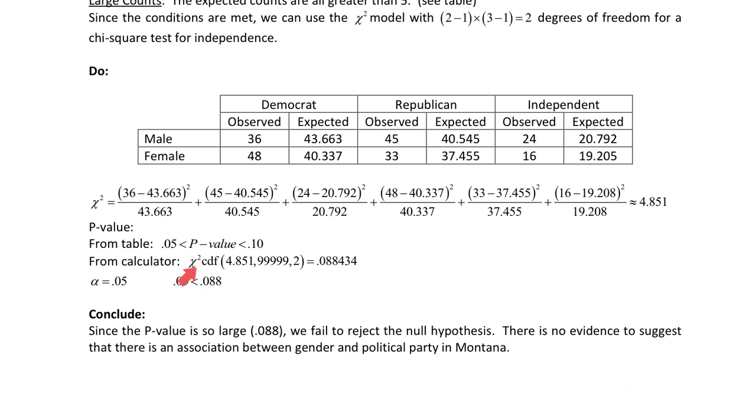And if we do a chi-squared CDF, our chi-squared value, a large number, and then degrees of freedom 2, would give us 0.08 and some change there. So alpha was at 0.05, and we can see we're going to conclude the p-value is larger than alpha, so we fail to reject the null hypothesis. There is no evidence to suggest there is an association between gender and political party in Montana.